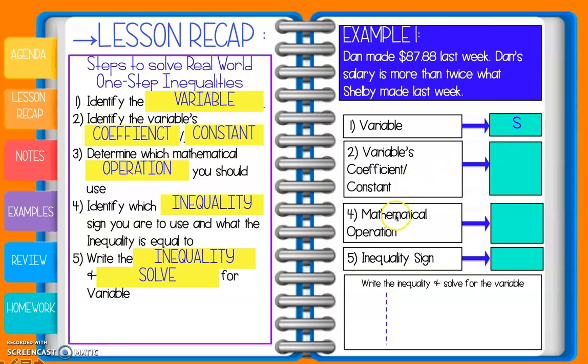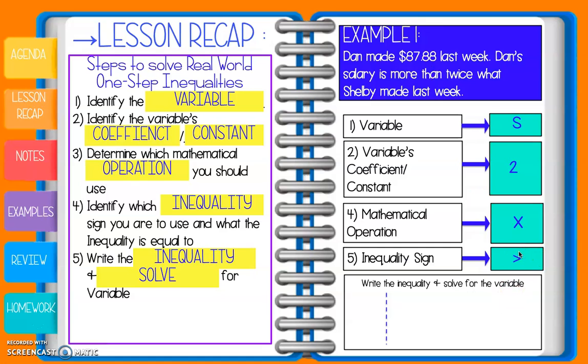Okay, then we've got to pick out our coefficient or our constant. And in this problem, we see the word twice. Okay, so we know our coefficient is going to be a 2 and that we're multiplying because twice means multiply by 2. Okay, now our inequality symbol, it says is more than. More than tells us that we're going to be using the greater than symbol.